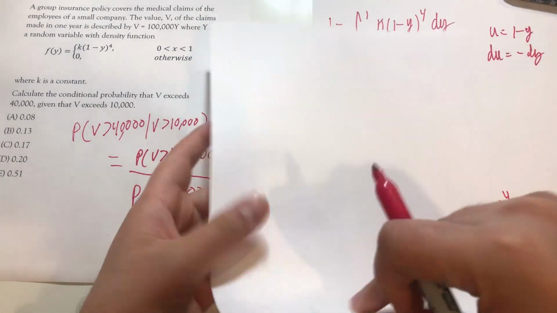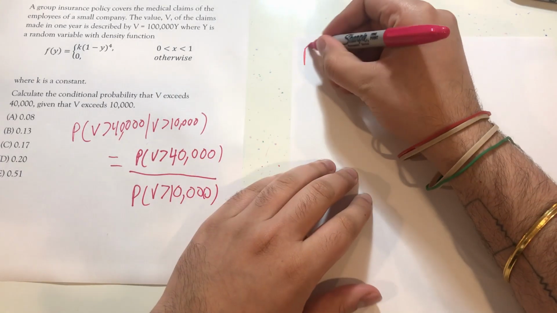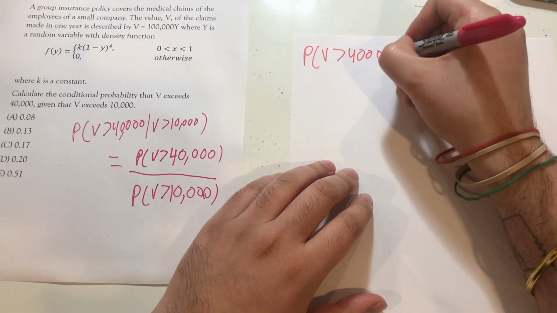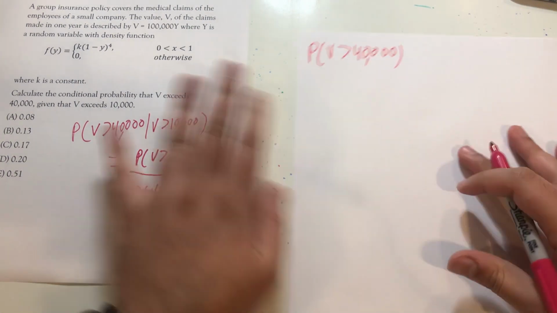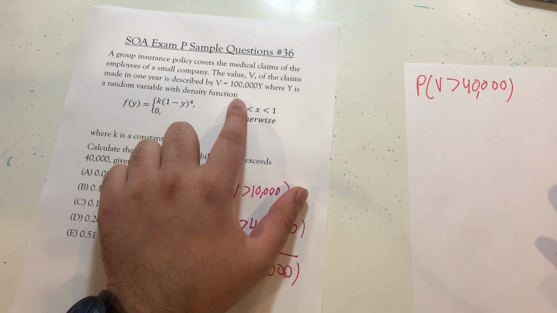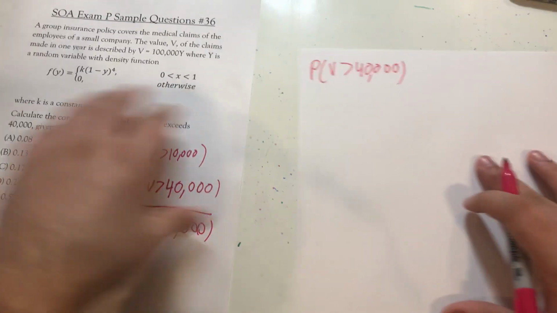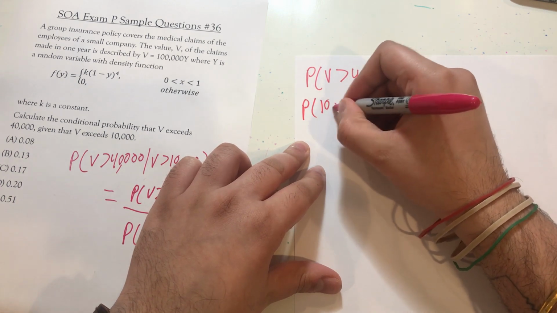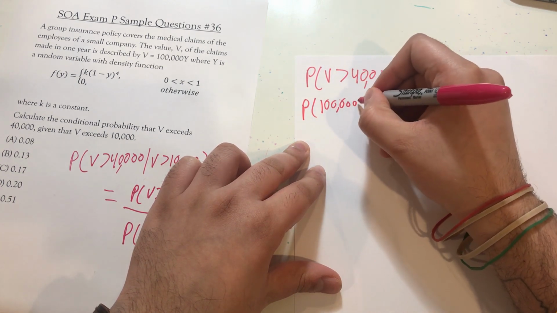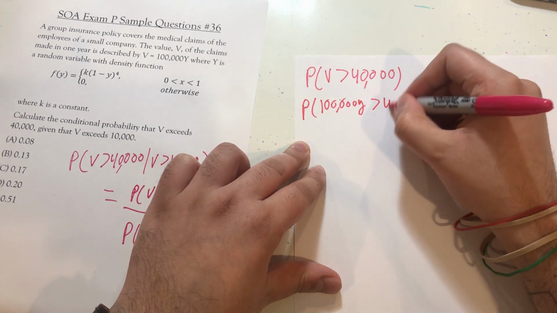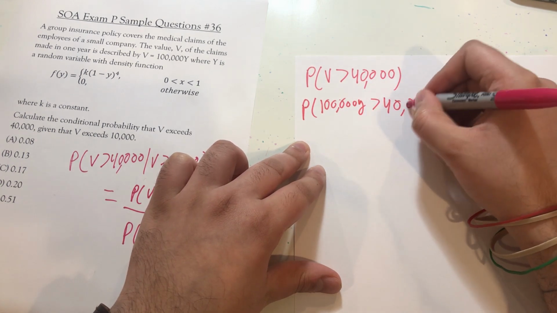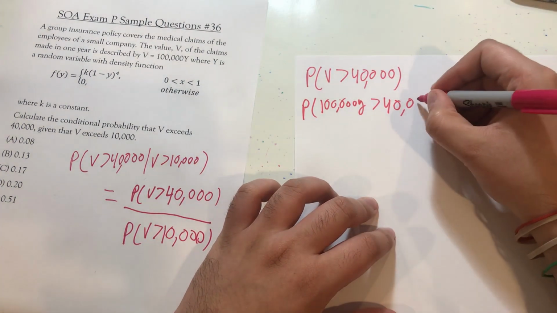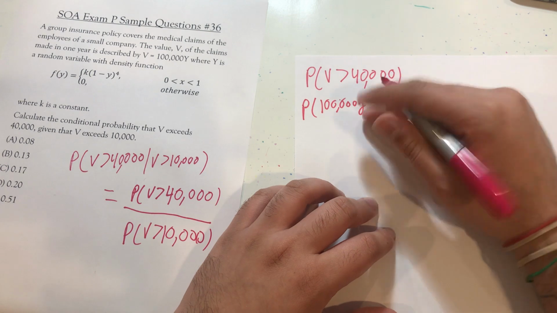I'll grab a separate sheet of paper. So, the probability that V is greater than 40,000. Well, in our problem, we know that V is equal to 100,000 Y. So this is going to be kind of like a transformation. The probability that 100,000 Y is less than 40,000 is essentially going to be the same thing as the probability of V, sorry, not being less than, being greater than 40,000. Sorry if I've been saying less than. The notation's correct though.